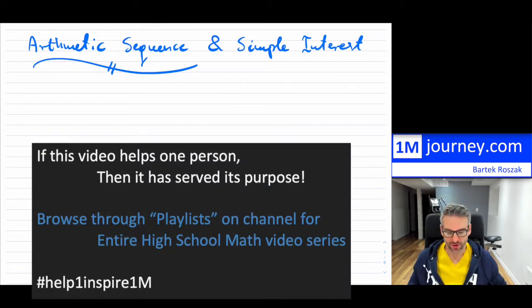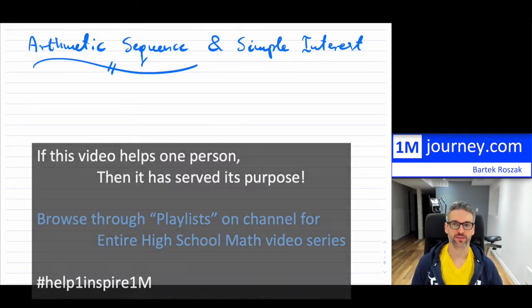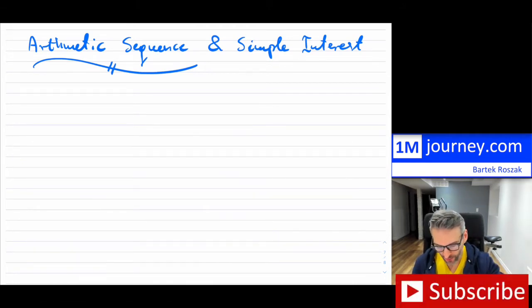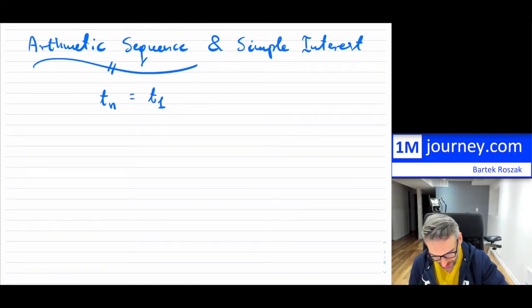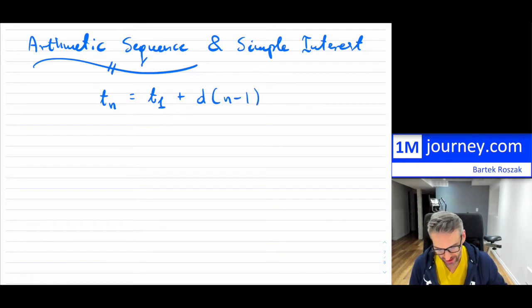Welcome in. Okay, so I'm going to tie in the arithmetic sequence to the simple interest formula. All right. Now, for the arithmetic sequence, we want to be able to find the nth term, and it can be found from knowing the first term of the sequence plus the difference between the terms, multiplied by n minus 1, where n is the term that you're looking for.